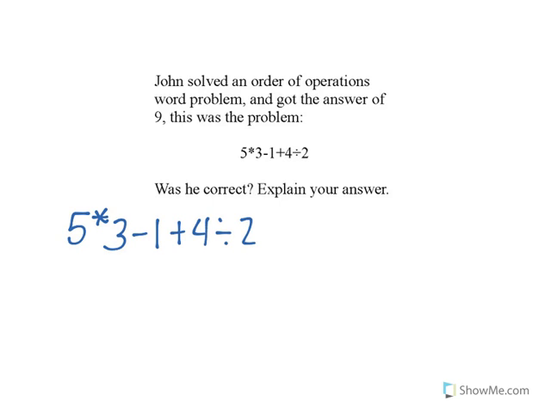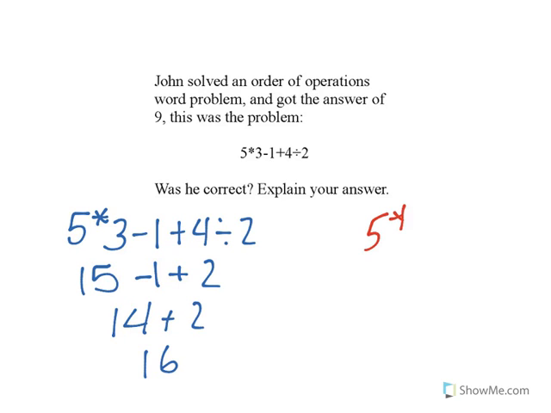Okay, order of operations says we do multiplication and division first in order from left to right. So we'll do 5 times 3 first, and that's 15. And then we'll do 4 divided by 2, which is 2. Now we do addition and subtraction in order from left to right. So 15 minus 1 is 14 plus 2, which is 16. So John was incorrect. The answer is 16. Let's see if we can figure out what John did wrong here.